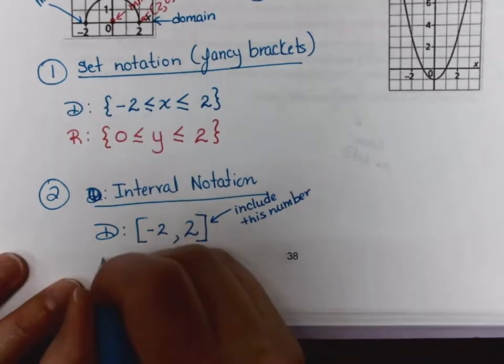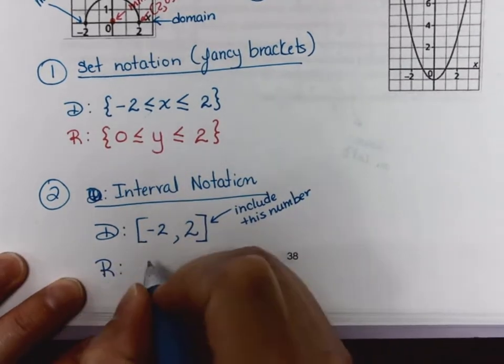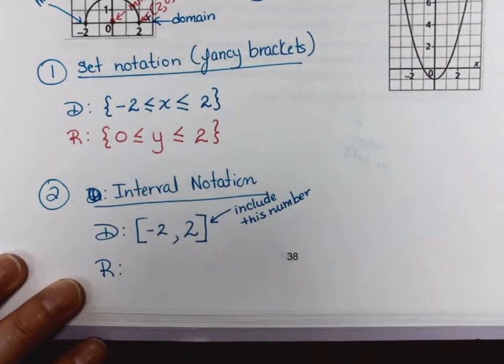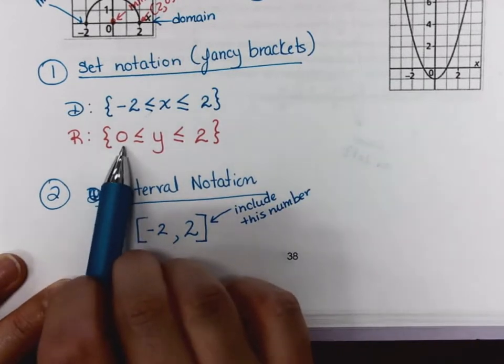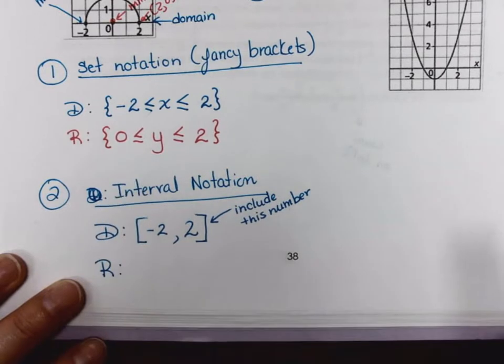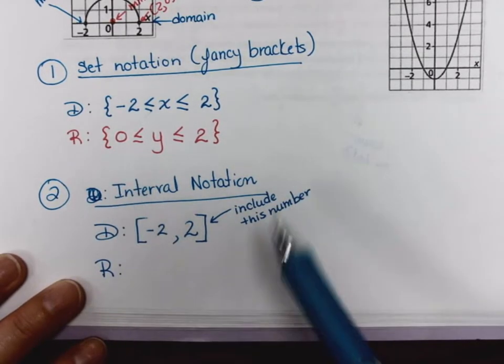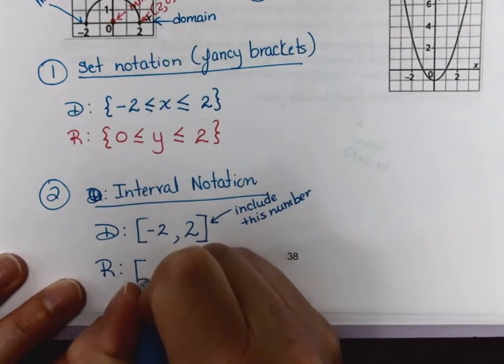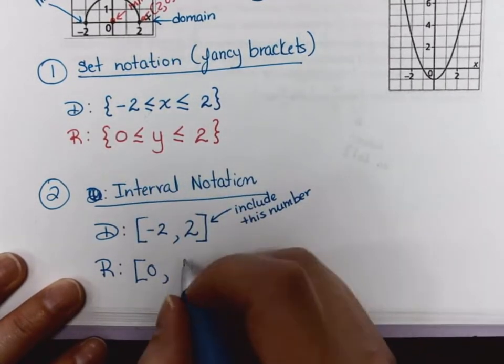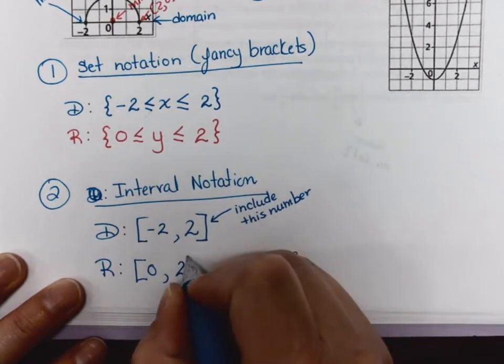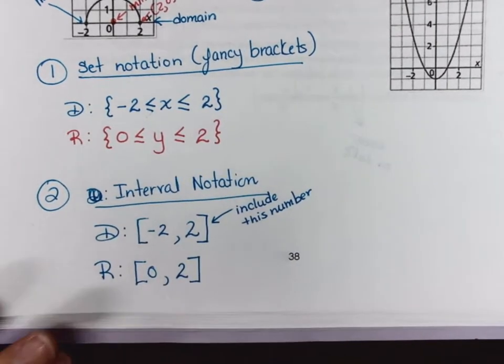Okay, so range, what's my lower limit? You guys already found it. The numbers don't change, we're just displaying them in a different way. So it's 0, and it includes 0, so it's a square bracket. The range, the high value is 2, it includes it, so it's a square bracket.